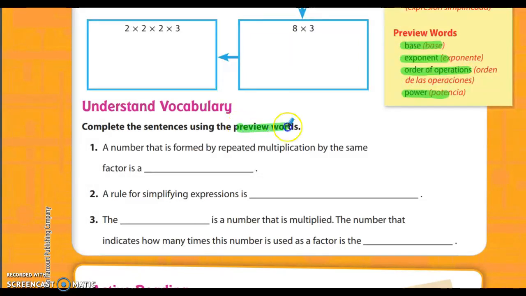And we're going to use the preview words to fill these in. And 3 of these go together. I'm going to put little stars here. Base, exponent, and power all go together. And we learn about that in about 2 textbook pages. I can't remember what page it is. It's about like, 238. On 238 we learn about those things. We'll do number 2 first because it's the one that doesn't go with the other ones. So the rule for simplifying expressions is the order of operations. That one goes second.